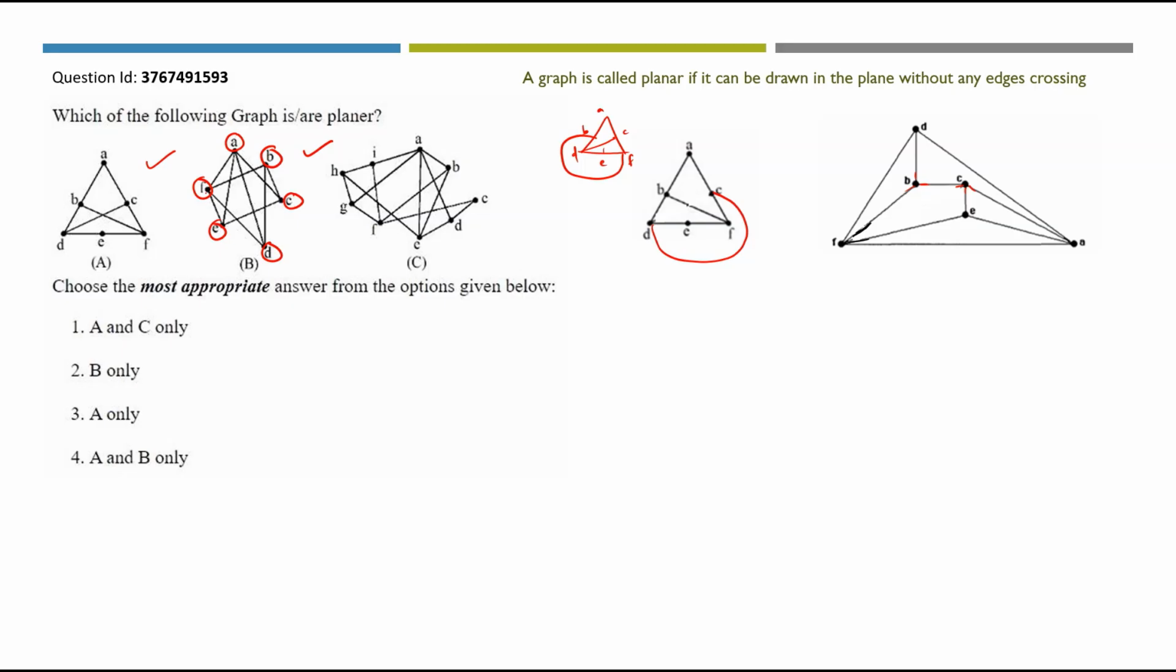One clue from the options is at a time only one graph or two graph can be planar. Since we know A and B are already planar, we need not check with C at all. We can go with option 4 as the right answer.